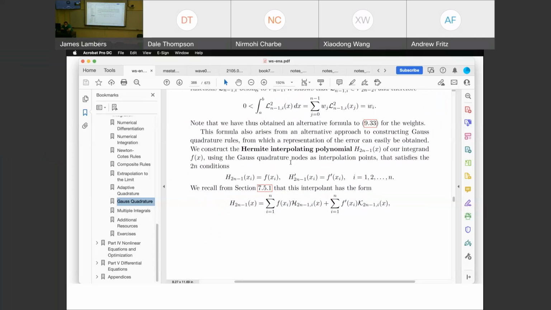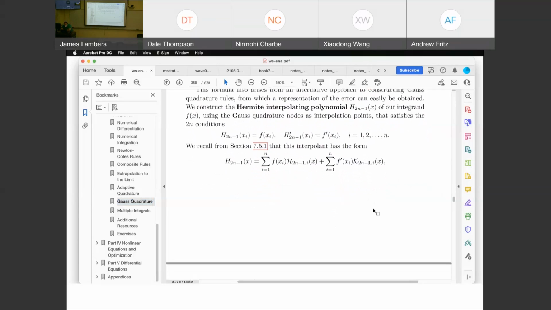To refresh your memory about Hermite interpolation. Hermite interpolation is meant to agree with f at the nodes, and the derivative is matched at the nodes. And here is the form of a Hermite polynomial that I mentioned a little while ago. So you have values of f times polynomials plus values of f prime times certain other polynomials that are used to make sure that these constraints are all satisfied. This seems like an odd choice because here we have these f prime terms, and we don't want those anywhere near our quadrature rule. But here's what happens.